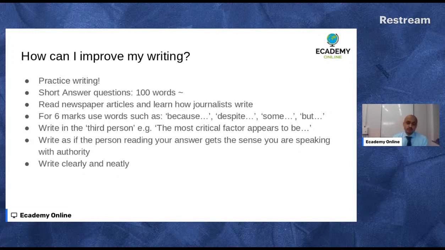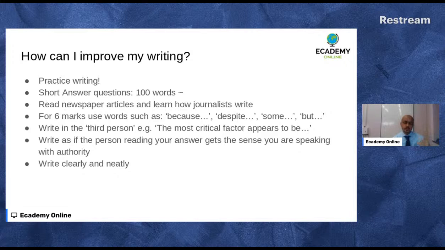Write in the third person. So, for example, you might write, the most critical factor appears to be, and so on. Note here that I didn't say the most critical factor is. A lot of candidates will start an essay, say for an evaluation question or whatever it might be, and they might start with the most important, I totally agree with this statement because.